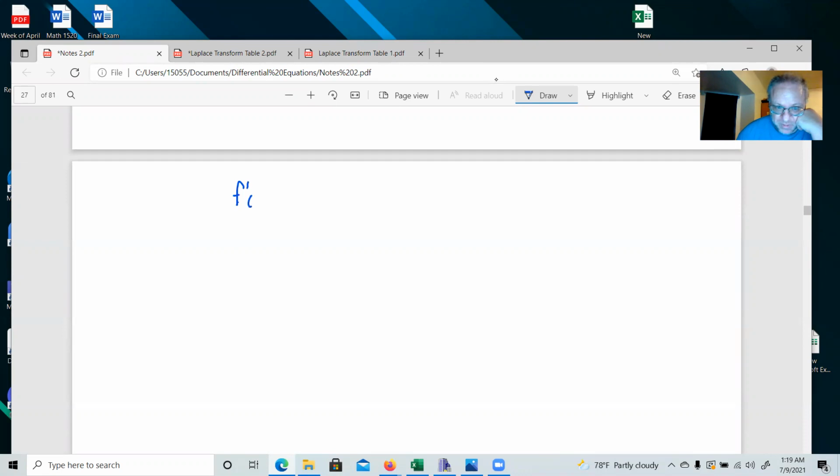We write f prime of t, aka y prime. Those are different ways of doing this, and I'm going to slip in between using both of these. We could also say y of t, or whatever variable we happen to be using here. So we're going to wonder, what is the Laplace transform of y prime?